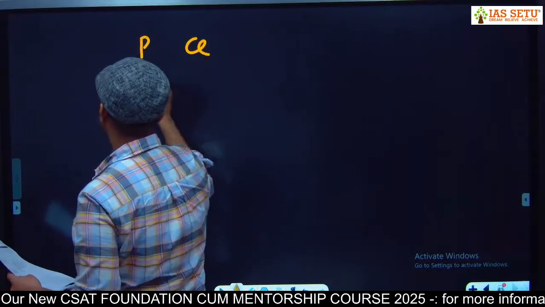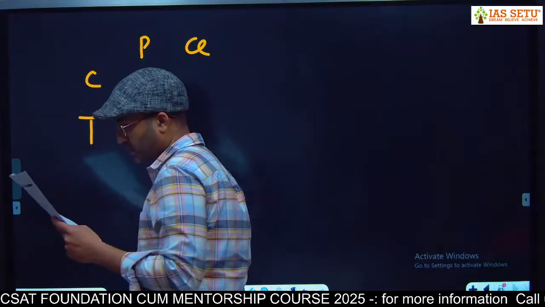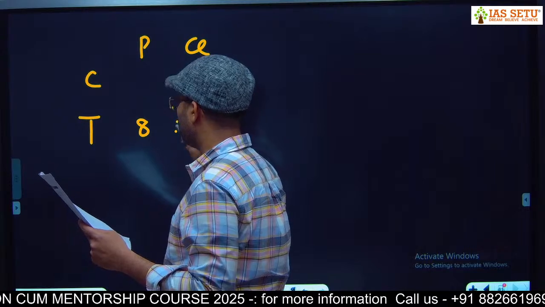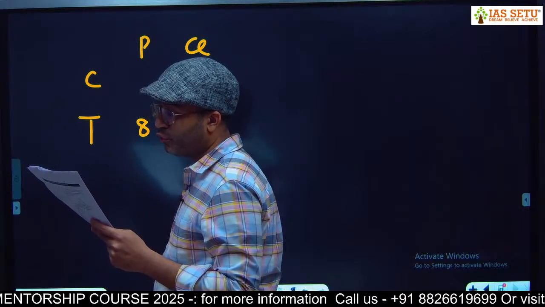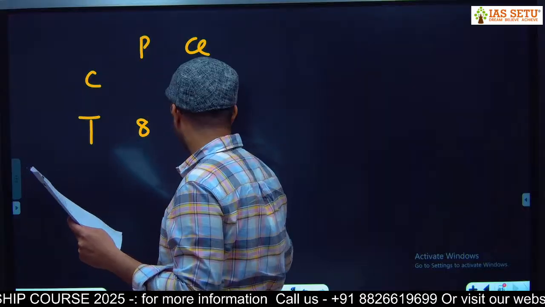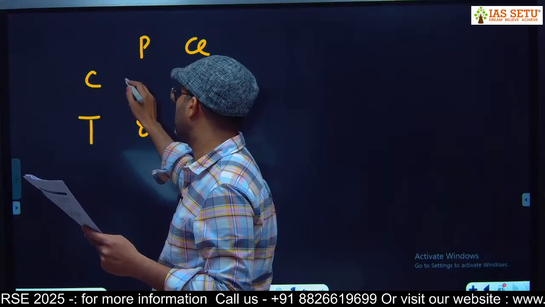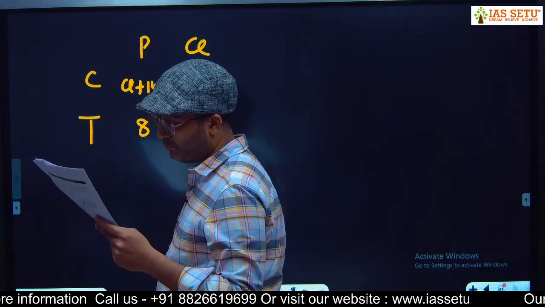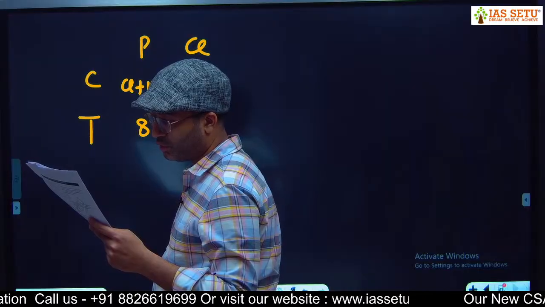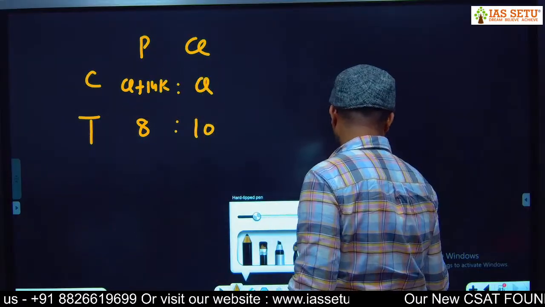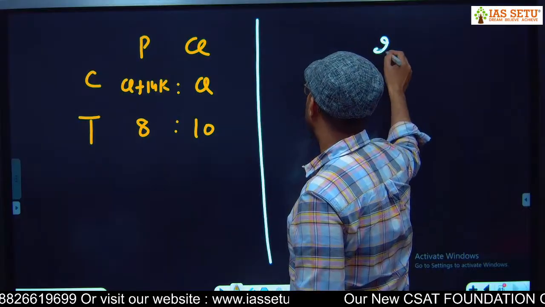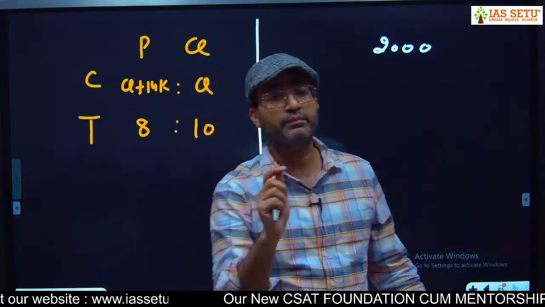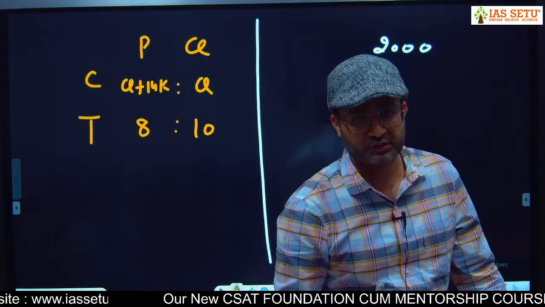P, Q, capital, time, profit. P has invested for 8 months, Q has invested for 10 months. P put 14,000 rupees more than Q. So whatever Q put, P put 14,000 more. And that is why P got 400 rupees more than Q out of a total profit of 2,000. Tell me how much P gets as a profit share.